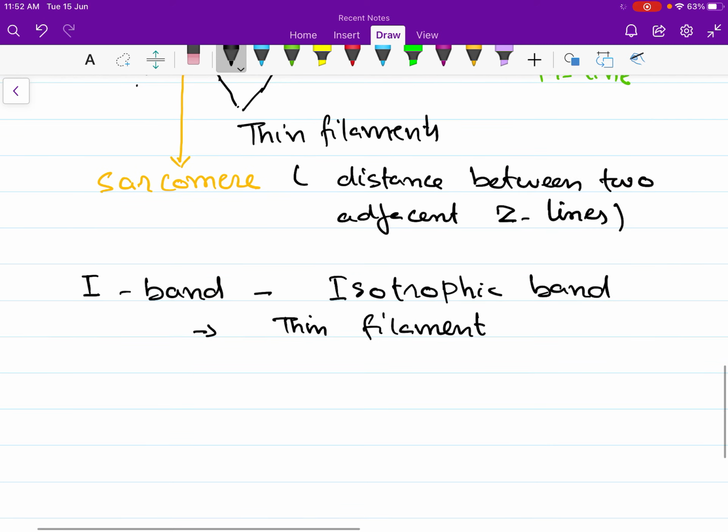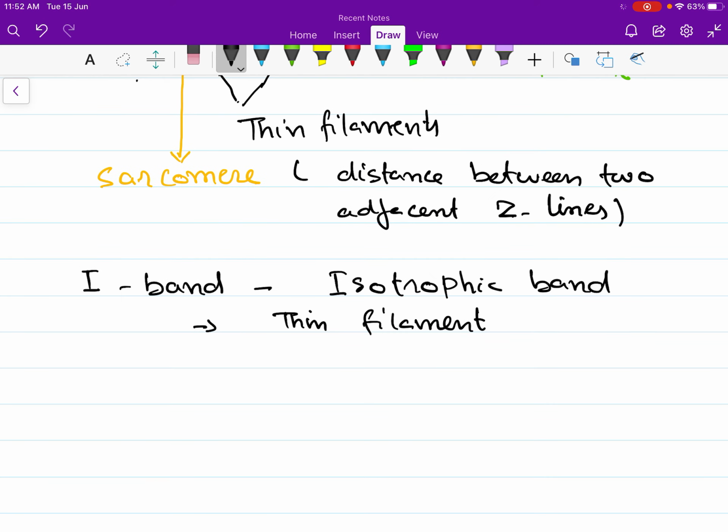Only thin filaments are found in the isotropic band. Therefore it appears lighter in appearance. So it is the lighter band. So this is the lighter band. So it will appear as a light band.